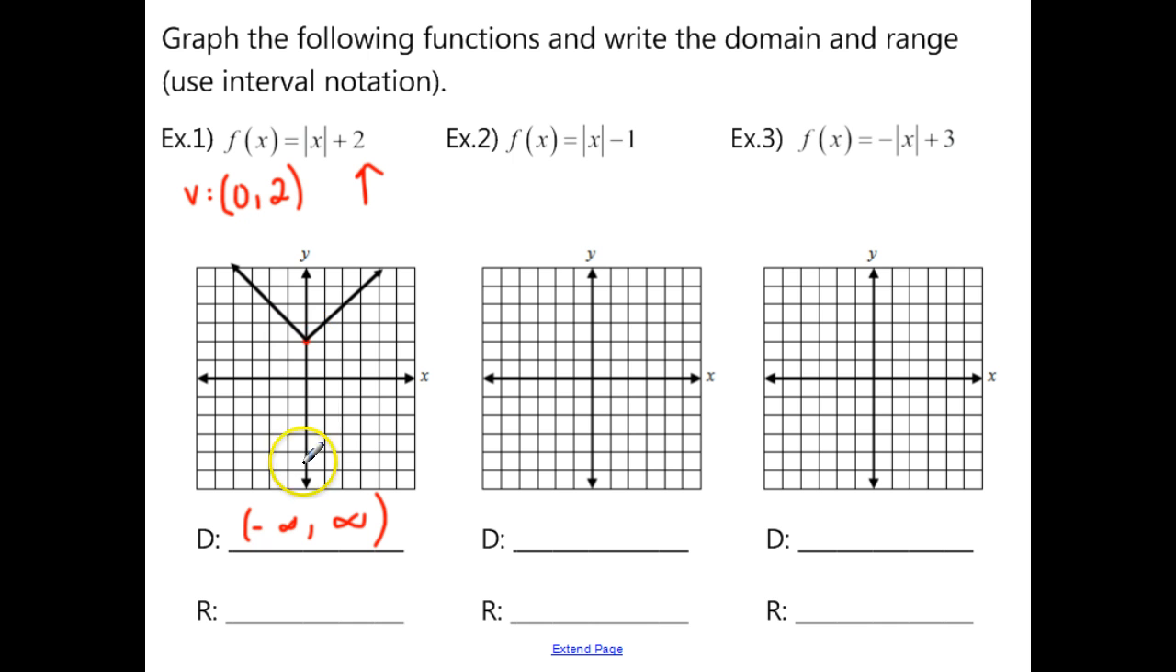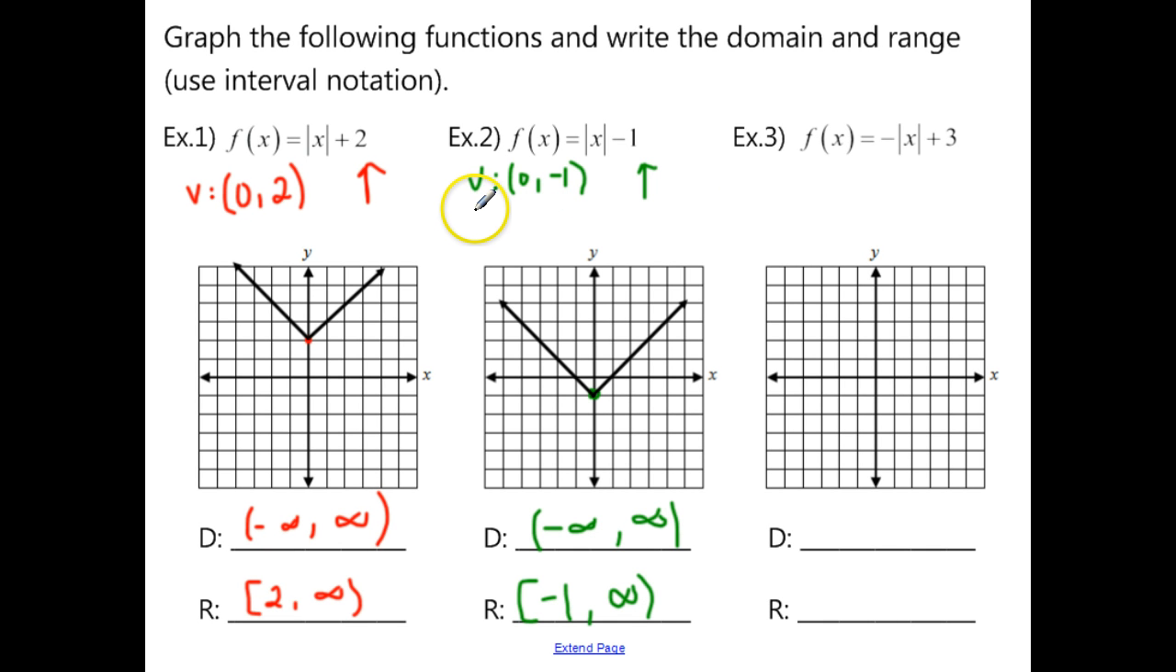Now for the range, our very lowest value, our y value, is 2, and it includes 2, so we use a bracket for 2, but it's on both sides, left and right, it's going to go up forever in that positive direction. So our highest value is positive infinity. Okay? Now, I want you to follow those steps in the same way. Try example 2 and come back and check with me when you're finished.